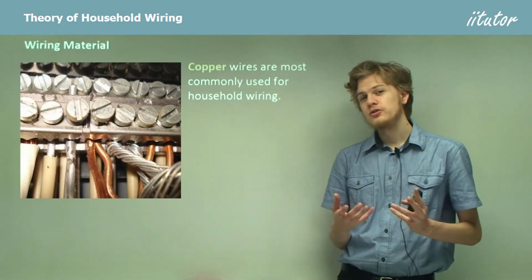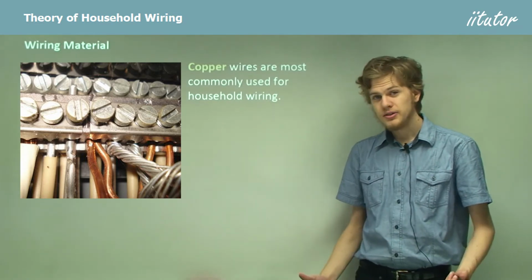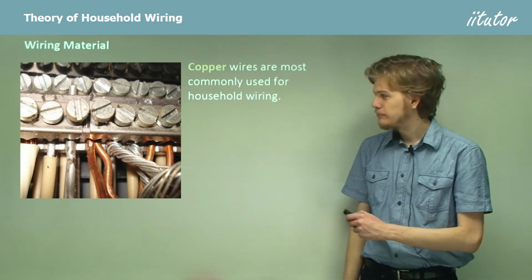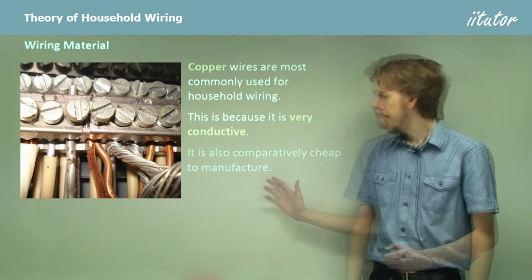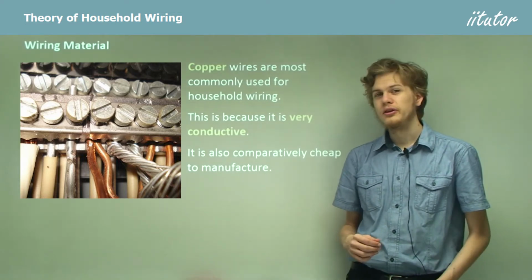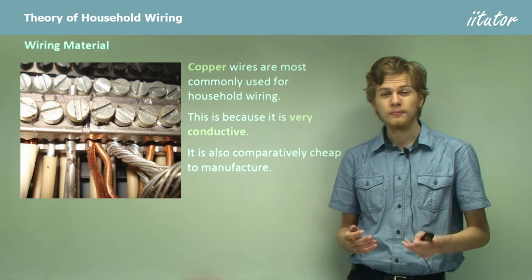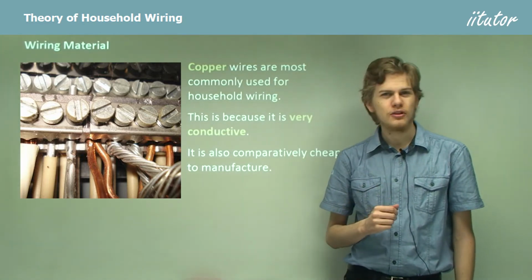The most commonly used wire in household wiring is the copper wire. So why is this? Because it's very conductive. Copper is one of the more conductive sorts of metal. And it's also comparatively cheap to manufacture. We could, in theory, use wires made out of gold or silver, and they would be quite conductive as well, except they would be far more expensive than copper wires.